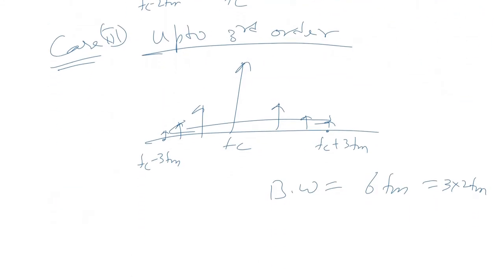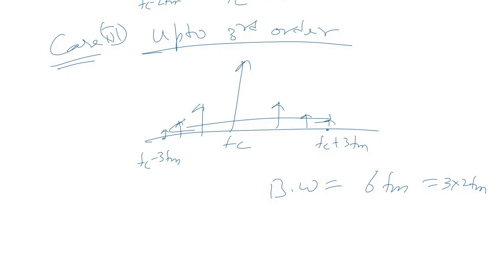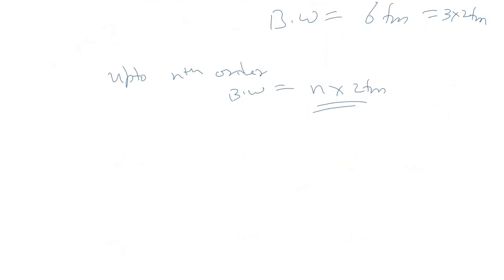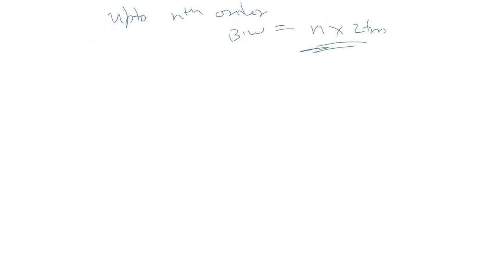Alright, so you can see a general trend here. For nth order, if we assume sidebands up to nth order, the bandwidth would be equal to n times twice of FM. This is the simple trend. So now comes the Carson's rule: till which order we should consider the sidebands to be significant.